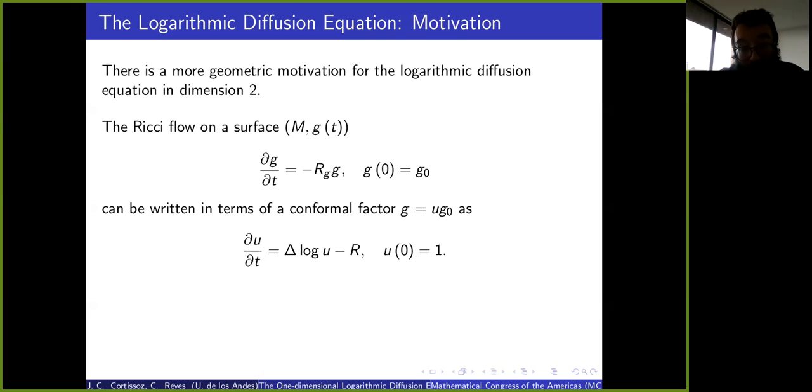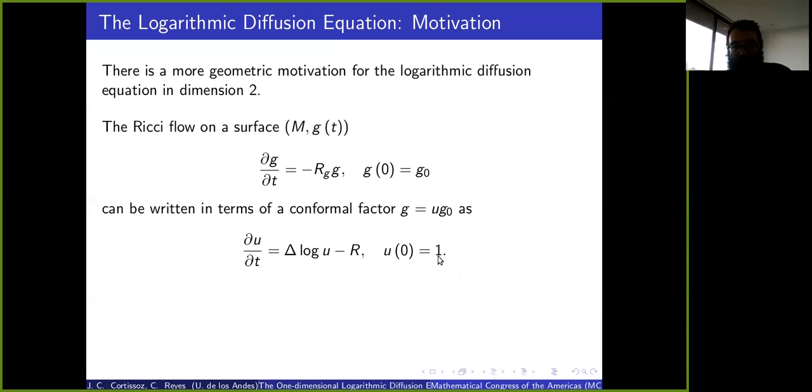But then, as you see, this equation is along metrics that are conformal to the original metric, because the direction you are flowing towards is always a multiple of the metric you are flowing from at that moment in time. So if you use that, you can rewrite your equation using a conformal factor, and you end up with something like this, where this R here, I should have put a subindex, is the scalar curvature of the initial metric.